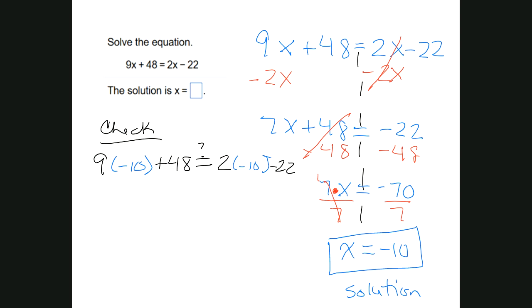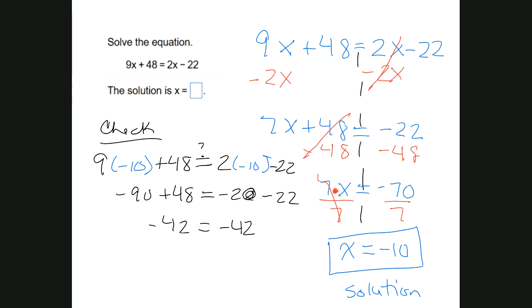Going from left to right, 9 times negative 10 is negative 90 plus 48 equal to, and on the right side I have 2 times negative 10 minus 22. On the left-hand side, negative 90 plus 48, you can quickly work that in your calculator. You should get a negative 42. And on the right-hand side, a negative 20 minus 22 is a negative 42.